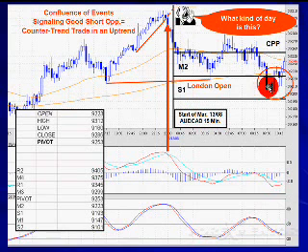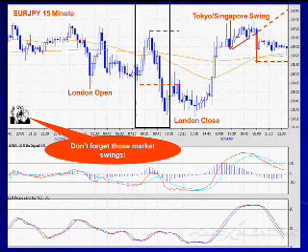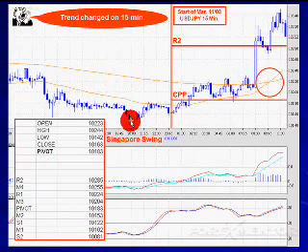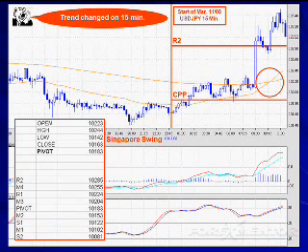Here's a spinning top over here. Price declines, spinning top, followed by another quasi-spinning top, and price reverses. Here's a nice spinning top right here. Price rises, spinning top forms, and then price declines. Quasi-hammer right there. Inverted hammer right there. There's a nice spinning top right there. Price declines, the spinning top forms, and then price reverses.